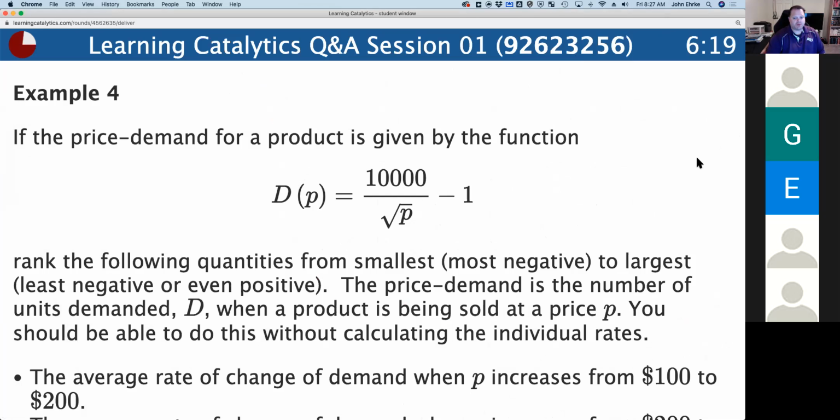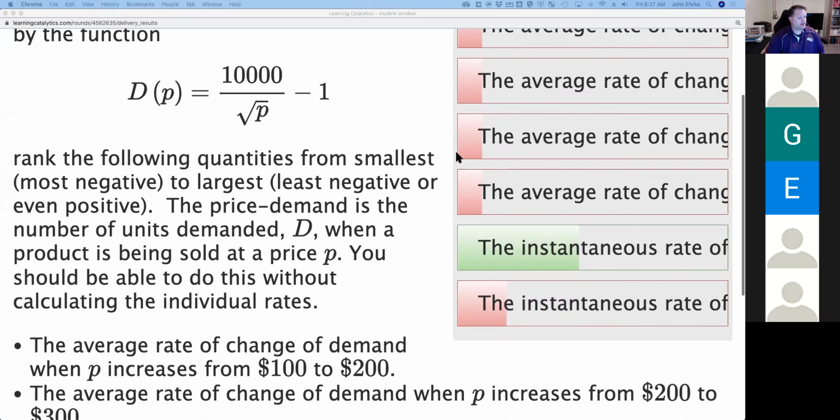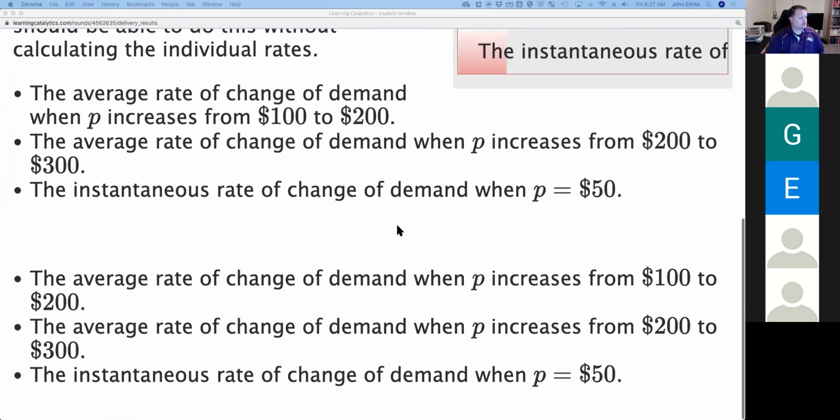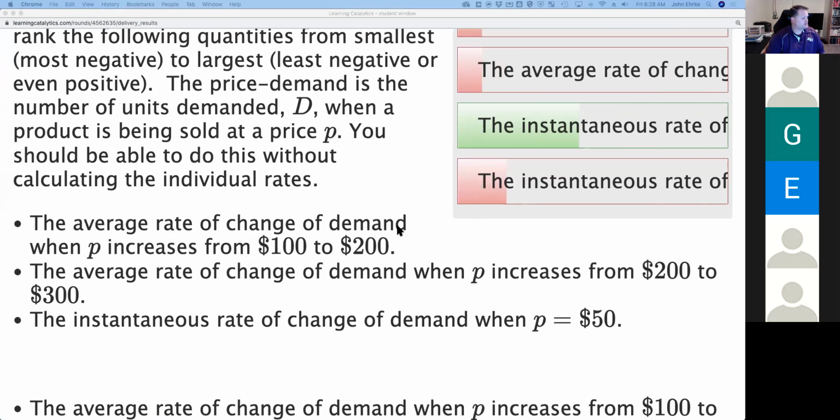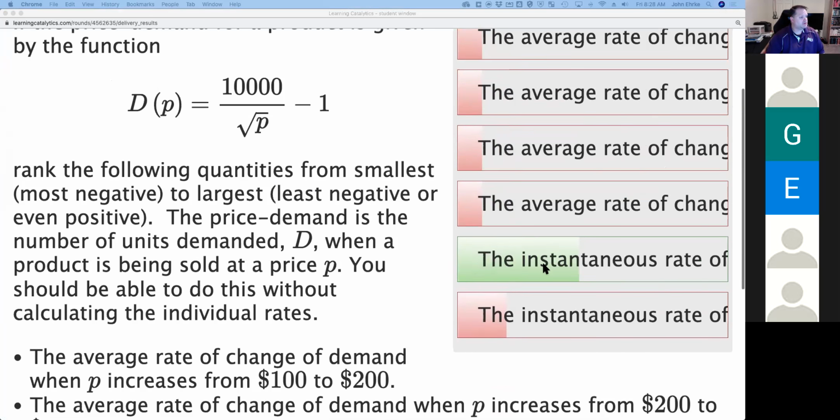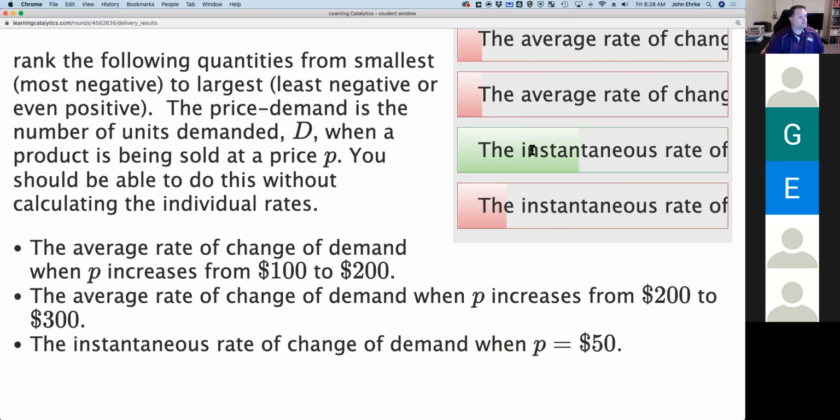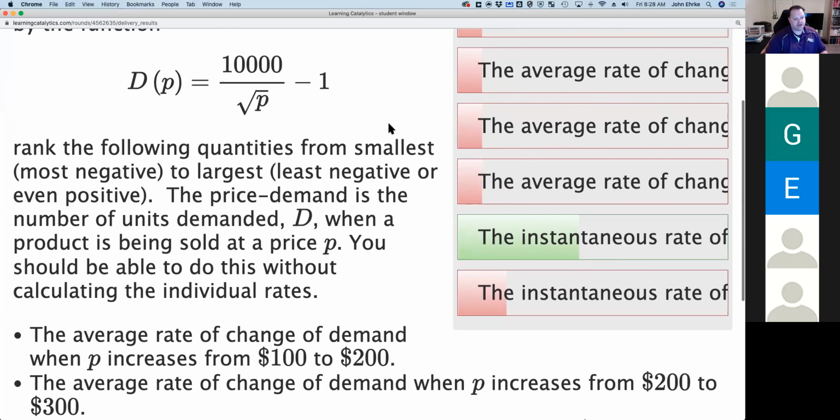All right, most people have responded at this point. So let's go ahead and take a look at the correct answer. So about half of us again got it correct. The correct order is: instantaneous rate of change at 50 is the smallest. And then the average change from 100 to 200 is next. And then after that, the average change from 200 to 300 is actually the largest average change.